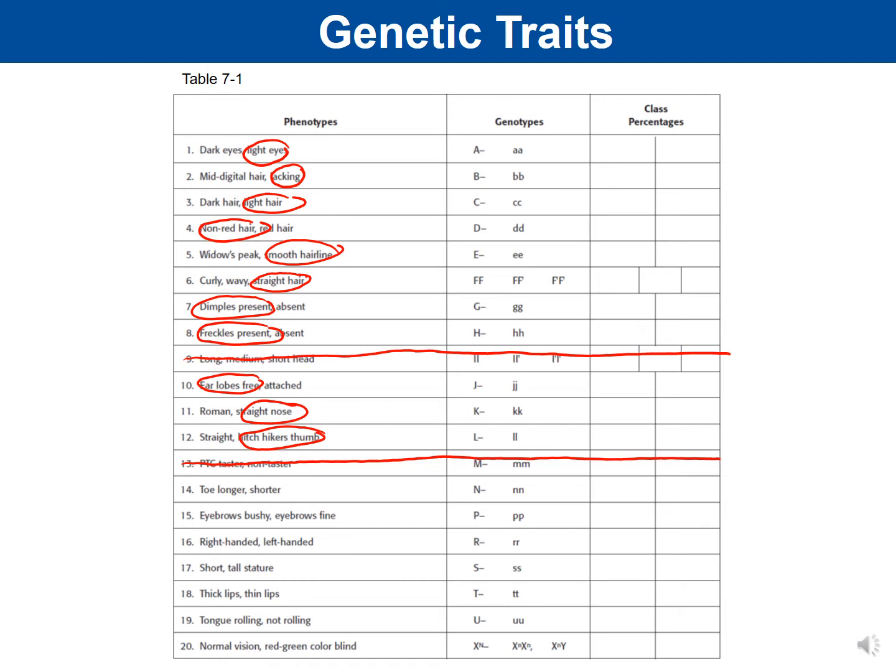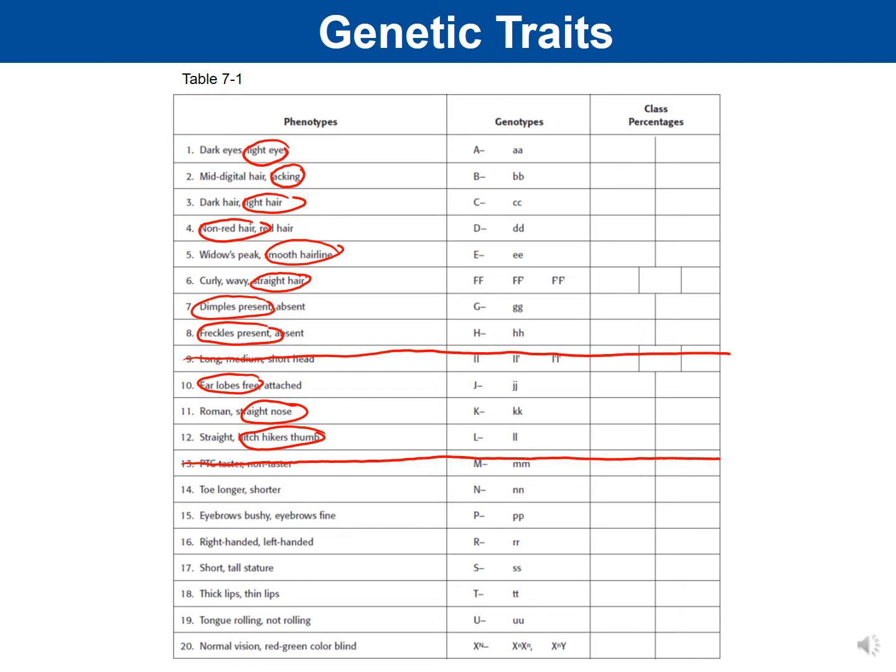So I'm going to skip that one for now. And you're just going to continue going through all the rest of these traits. Just go through and fill in all of these traits. Now, we're going to come back in a minute to the normal vision or red-green colorblind, because that is a type of inheritance that we call sex-linked inheritance, right? And so we'll come back to how to interpret that one in a minute.